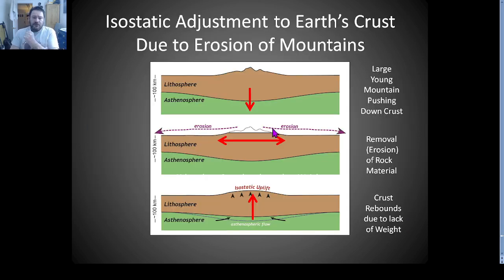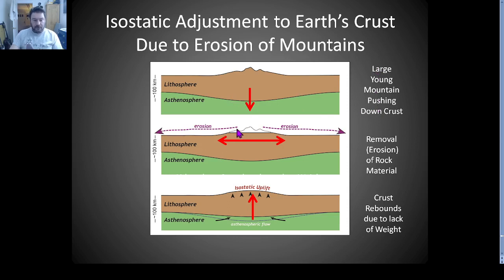And isostatic adjustment to the Earth's surface due to the erosion of the mountains. As I said, when a mountain is pushed up and the crust thickens, it is very heavy. And it pushes down on the lithosphere and also pushes down on the asthenosphere, thus creating an iceberg effect, and the mountain has a root. Large mountains pushing down a crust.